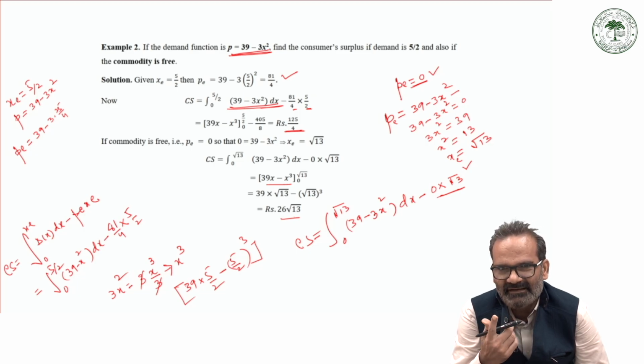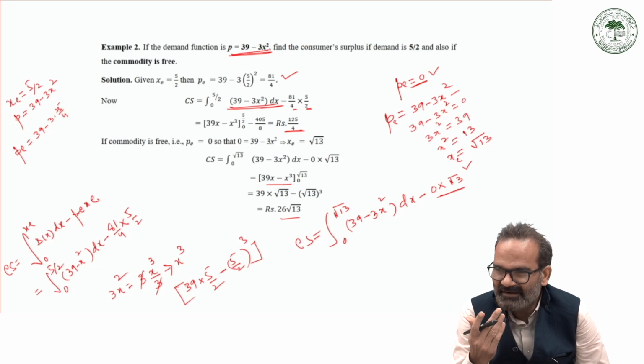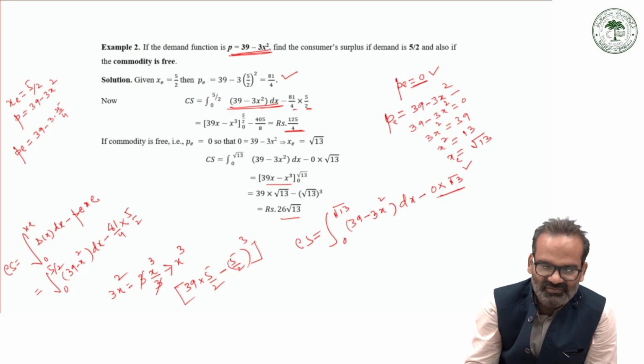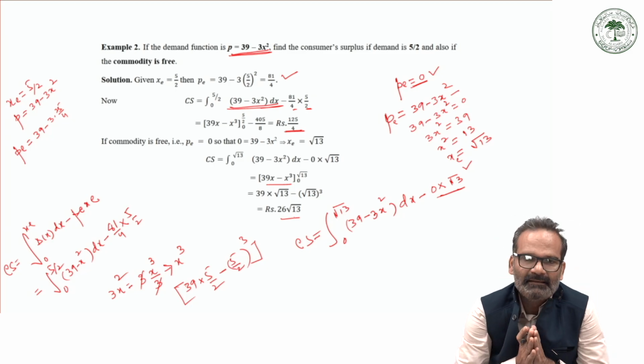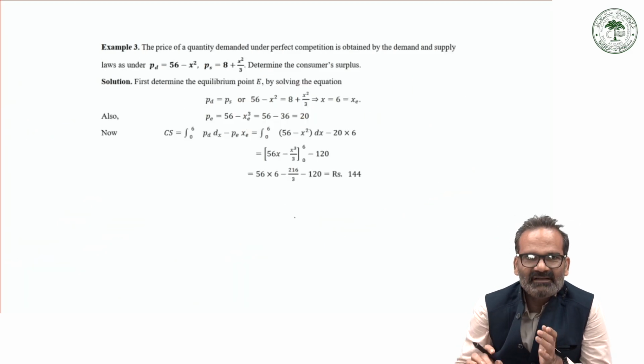Root 13 raised to the power 3 means root 13 into root 13 into root 13. If root 13 is multiplied 2 times, it will become 13. So you will get 13 root 13. Root 13 can be taken outside. 39 minus 13 is 26. So you will get 26 root 13 as the consumer's surplus.